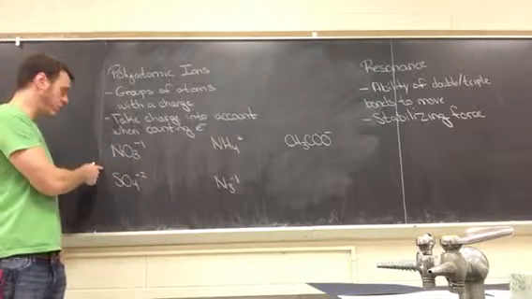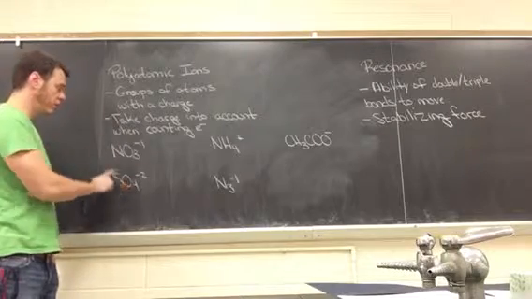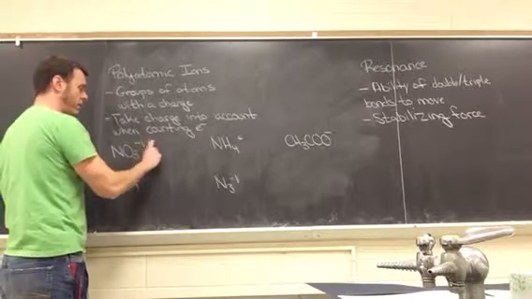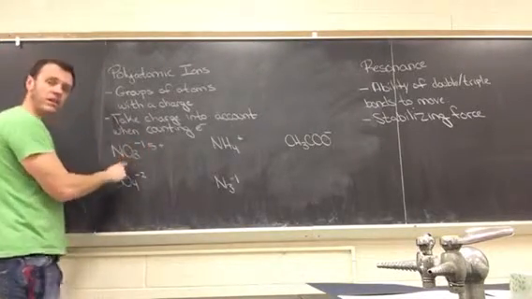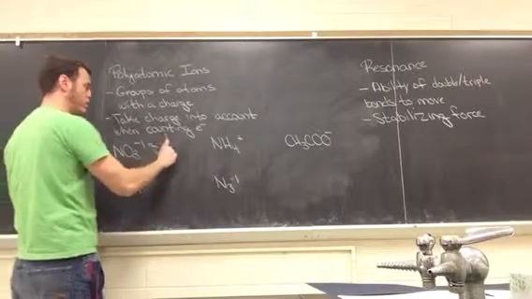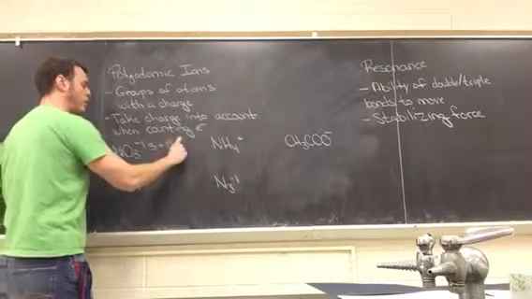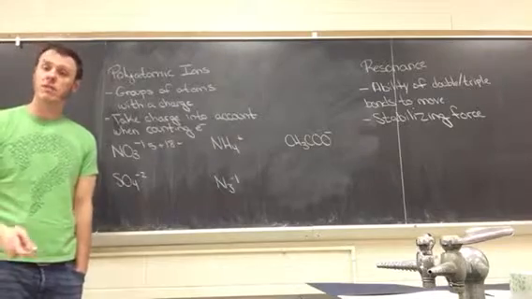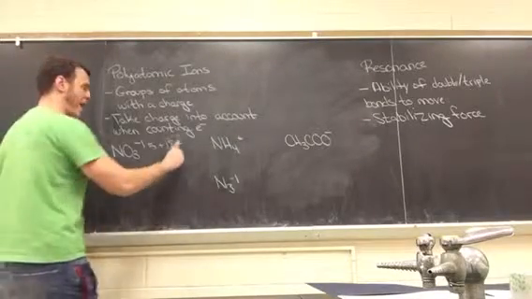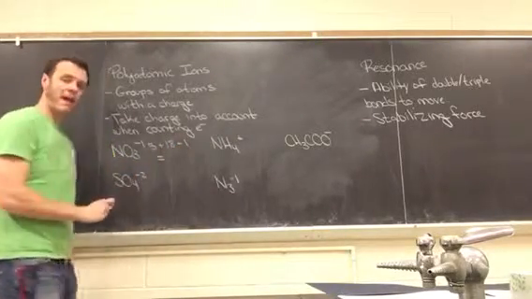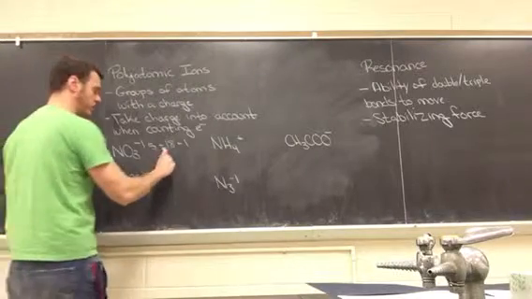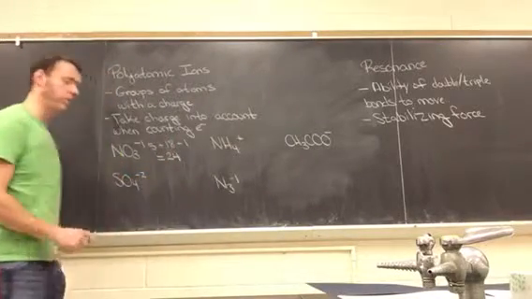We're going to start with nitrate right here. So if we look at this, we get 5 electrons from nitrogen, 6 from each oxygen, which gives us 18. But then the charge is -1, and when something has a -1 charge, that means we add an electron. So our grand total, or our total number of electrons here, is 24, all right?